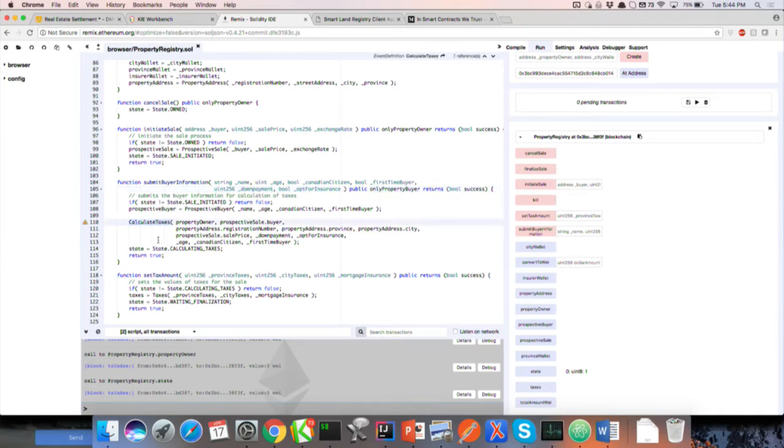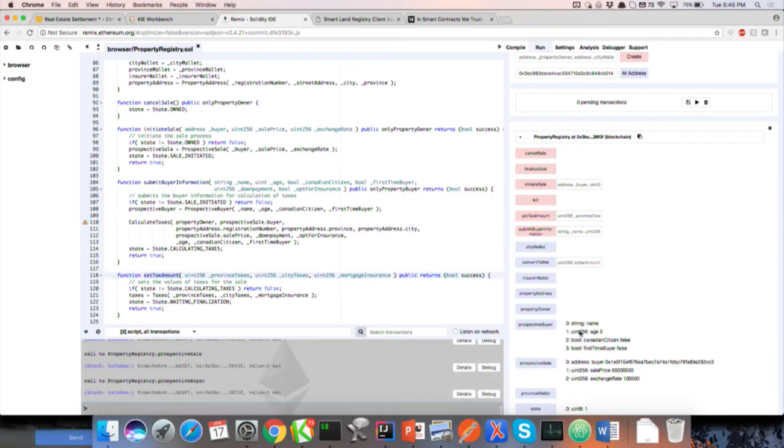But the important part is it actually fires an event. This calculate taxes is how Solidity talks to the external world through oracles. So it fires this event. There is an oracle that's listening to that event that will invoke the DMN service and populate the results by calling the set tax amount. Because this is all automated, I will not be able to show you in between the steps, but we can see here, for instance, that the prospective sale is set, but the buyer did not submit the information yet.